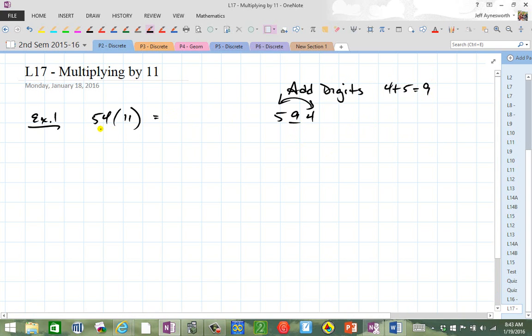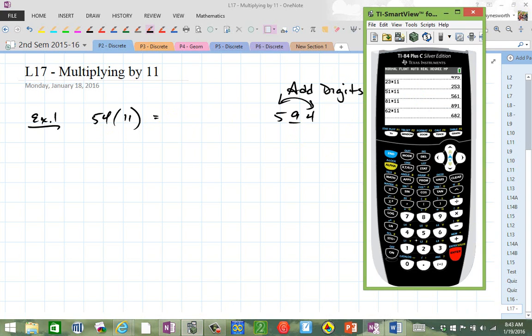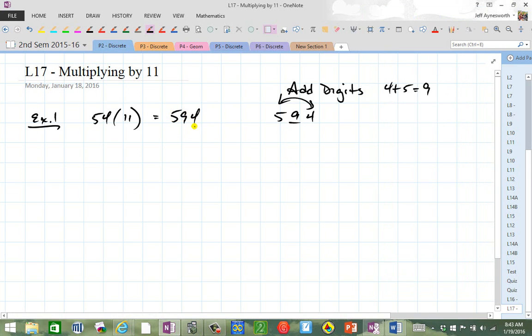So notice the answer there: 54 times 11 is 594. So all you do is split the number, add the two digits, the tens digit and the ones digit, and insert the sum in the middle. Let me do a few of these.